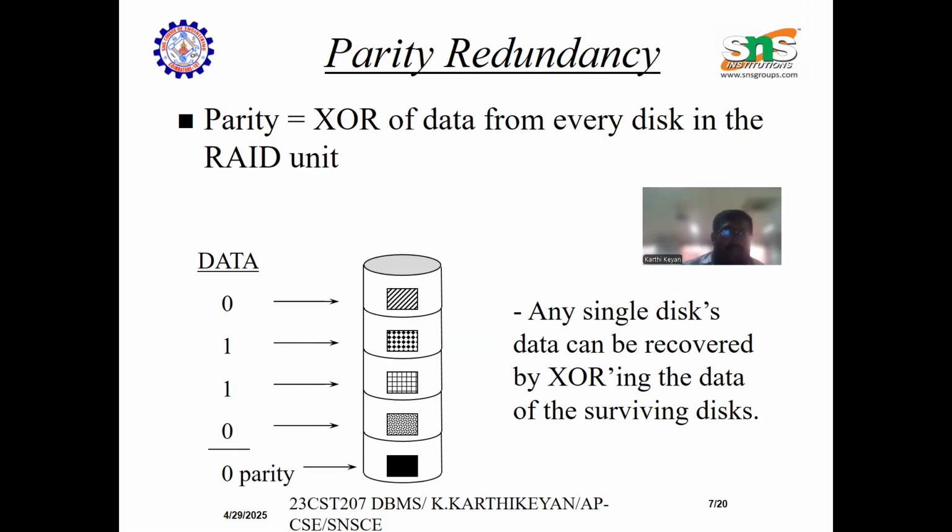This is parity redundancy. Parity equals the XOR of data from every disk in the RAID unit, for example data 0, 1, 1, 0. Any single disk's data can be recovered by XORing the data of the surviving disks, and the parity can be stored in the last disk.